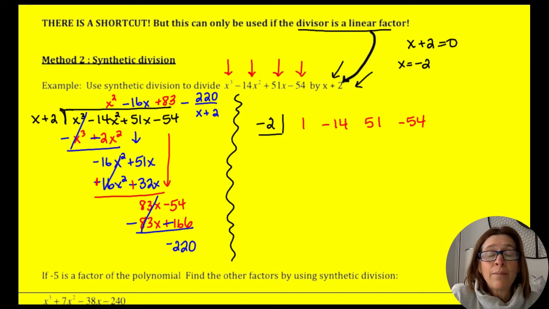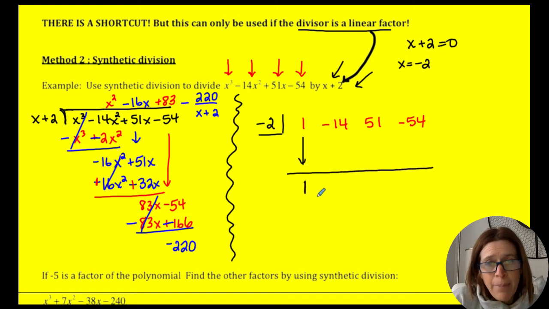Now, in my class, we are going to investigate why this works. Remember, this video is really just how we do it. I'm going to bring down the 1 and make a line all the way across. Now I'm going to multiply negative 2 times that 1, and place it up here, which gives me negative 2, and then I'm going to add the numbers down. That gives me negative 14 minus 2, so negative 16. I'm going to multiply negative 2 times negative 16, giving me positive 32, which I add down, and that gives me 83.